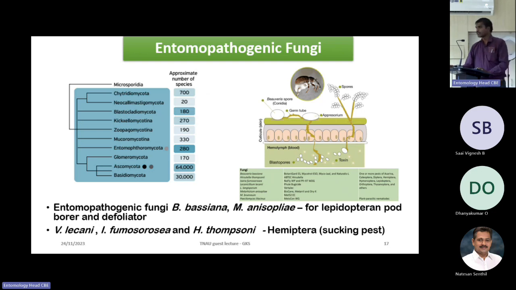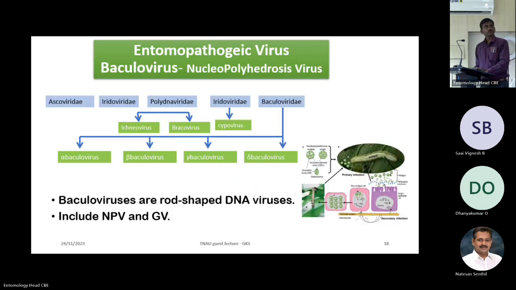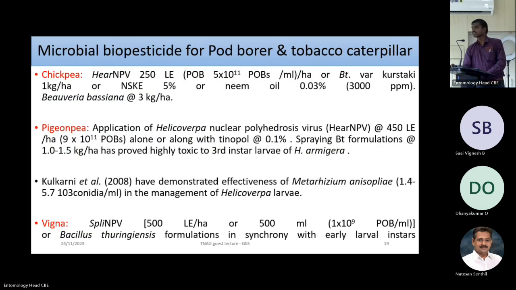Then coming to the entomopathogenic fungi, for legume pest management, we are using Beauveria and Metarhizium for lepidopteran pests and defoliators. For example, Bihar hairy caterpillar and Spodoptera, we are using this one. Then Verticillium lecanii for aphids and whitefly management, and Hirsutella thompsonii also. Then coming to NPV, when we see the entomopathogenic viruses, only the Baculoviridae family has commercial application. In the Baculoviridae, as I had already mentioned, only Helicoverpa NPV and Spodoptera NPV are currently available. Even there is scope for other NPVs also.